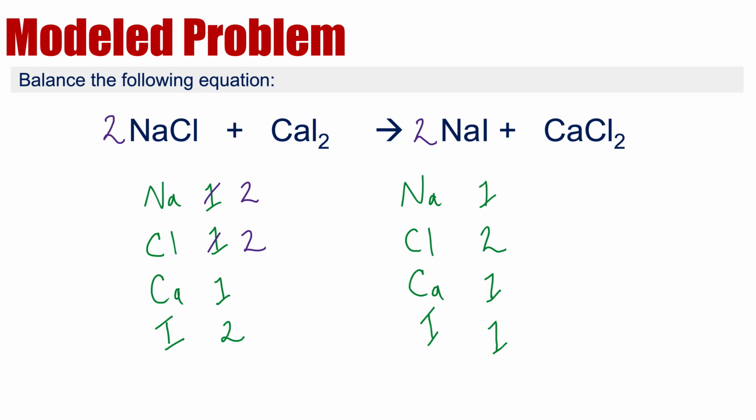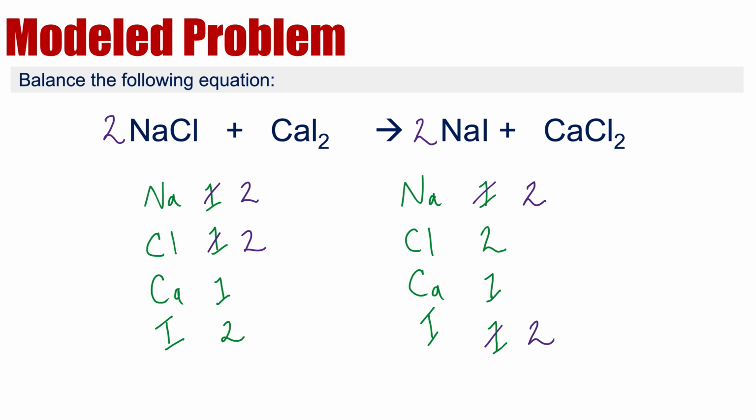Now 2 times 1 sodiums, I now have 2 sodiums on the product side. 2 times 1 iodine, that brings the number of iodines up to 2. So now when I'm looking at both sides for that inventory, I have 2 sodiums on both sides, 2 chlorines, 1 calcium, 2 iodines. It's now a balanced chemical equation.